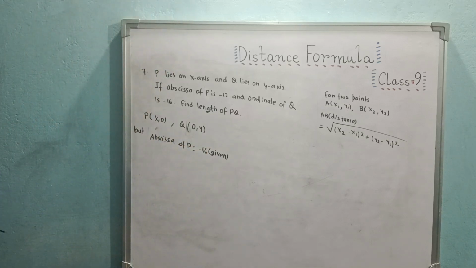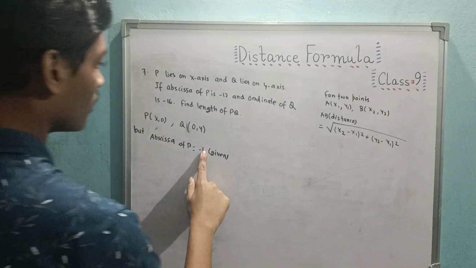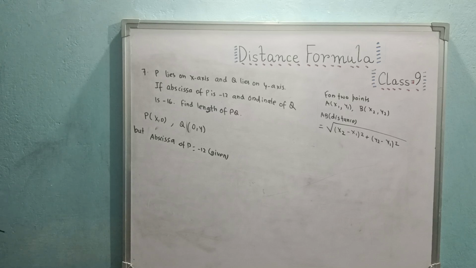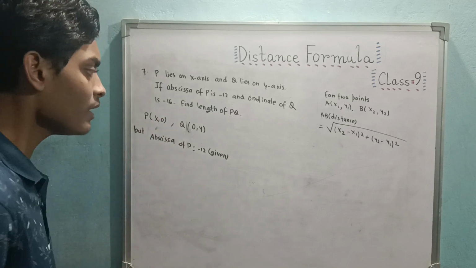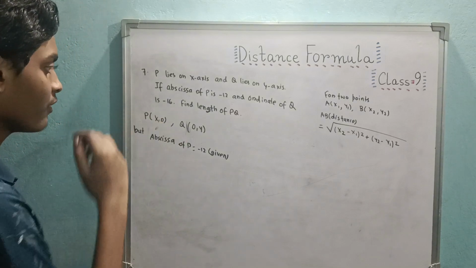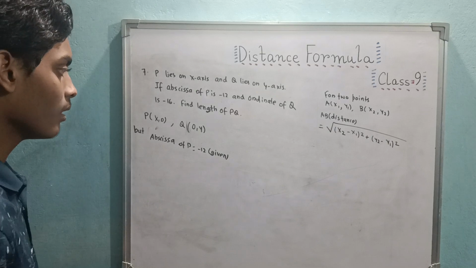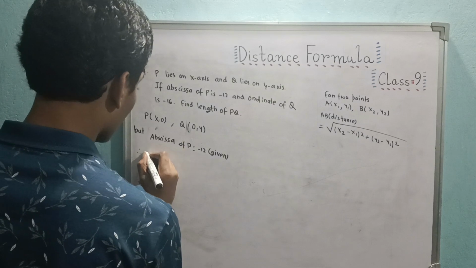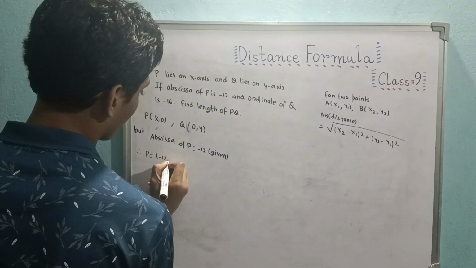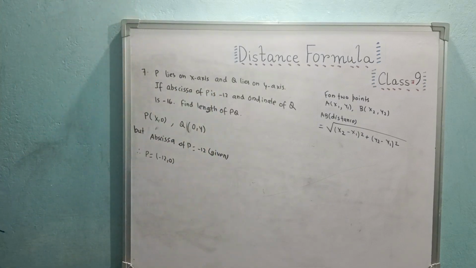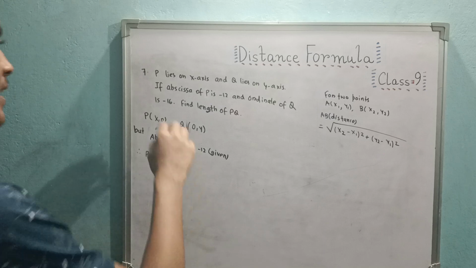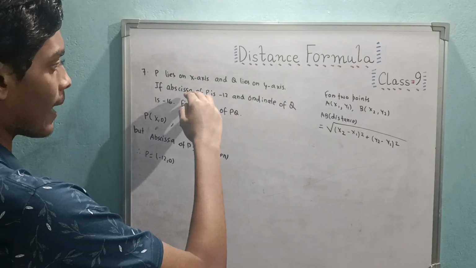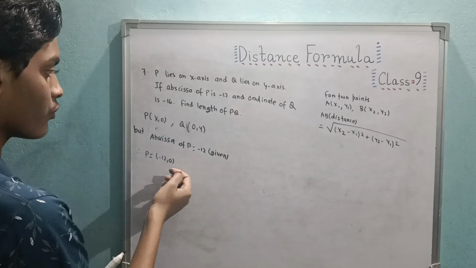See, they are telling that abscissa of P is minus 12 given. Now ordinate of P is already 0, but abscissa of P is x, but abscissa of P is minus 12 already given. Therefore P equal to minus 12 comma 0. First of all, as the point was lying on the x-axis, we took the y-coordinate or ordinate as 0. But P's abscissa was already given, so again we substituted it.